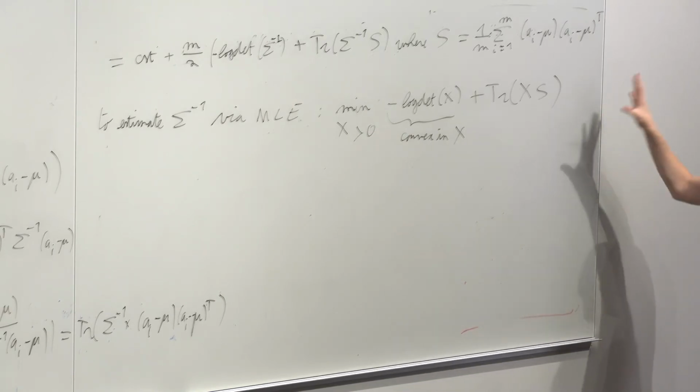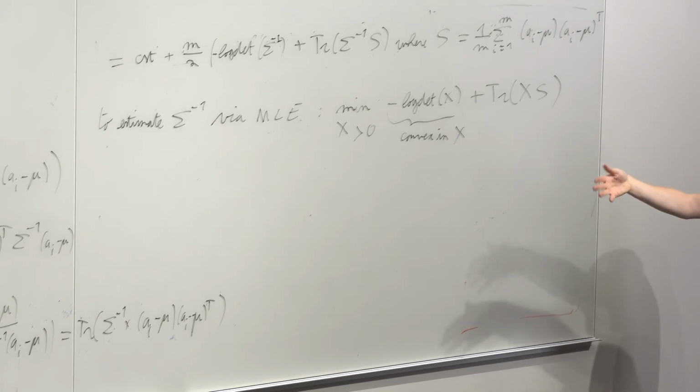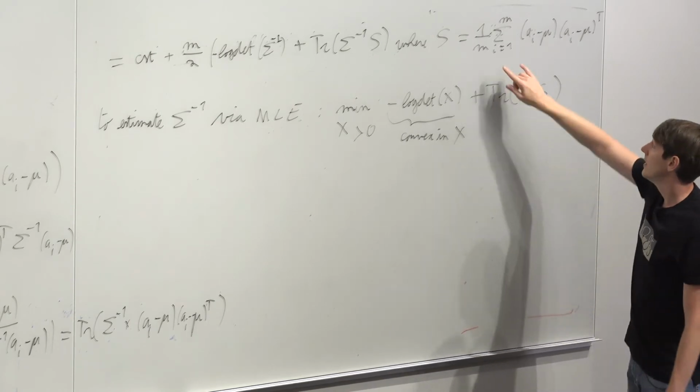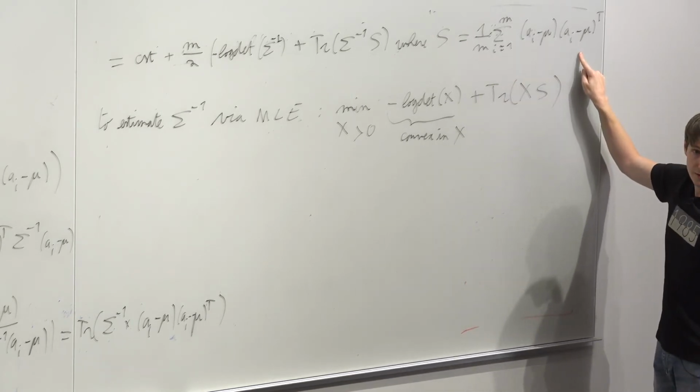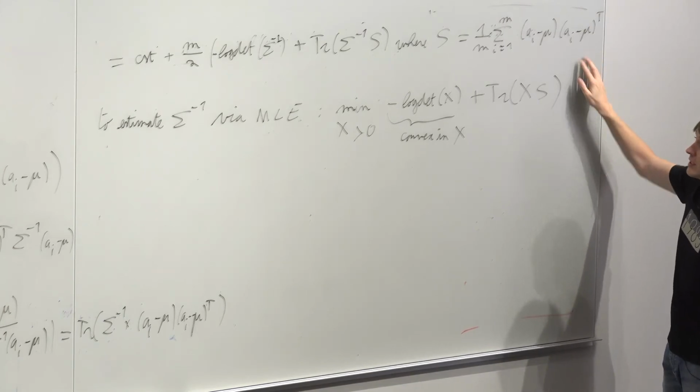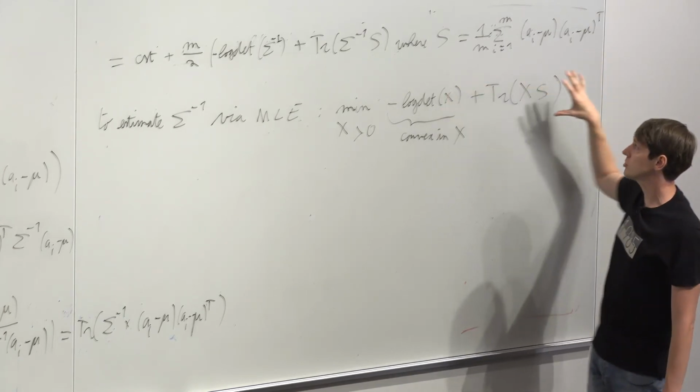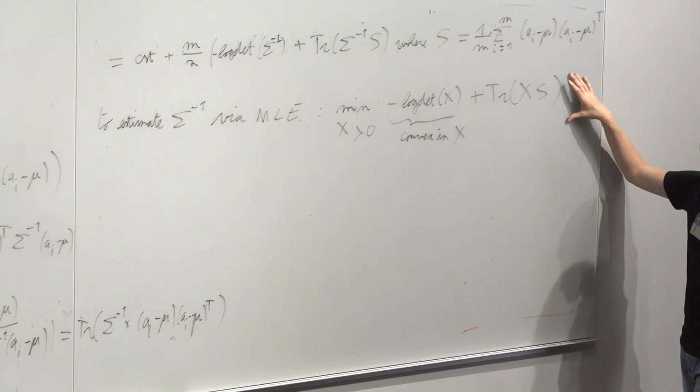So again, the point is, from a data perspective, I collect this data, which I assume to be Gaussian. I compute the sample covariance. Okay, so this is my sample covariance. And now to estimate the precision matrix, I just try to solve this convex optimization problem.